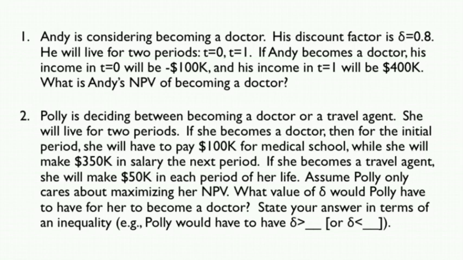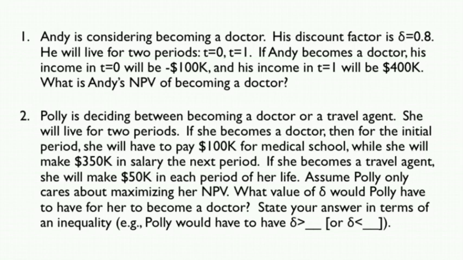Okay, number 2, we have a person named Polly now. Polly is deciding between becoming a doctor or a travel agent. She will live for 2 periods. If she becomes a doctor, then for the initial period, she'll have to pay $100,000 for medical school, while she will make $350,000 in salary the next period. If she becomes a travel agent, she will make $50,000 in each period of her life. Assume Polly only cares about maximizing her net present value. What value of delta would Polly have to have for her to become a doctor? State your answer in terms of an inequality.